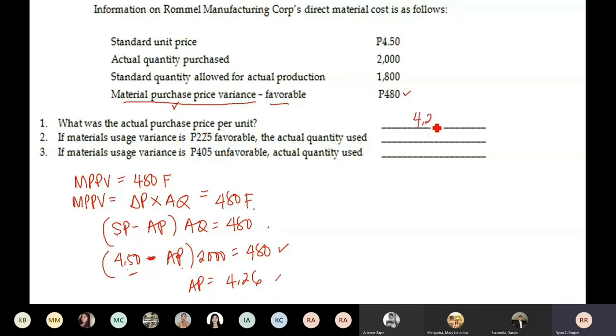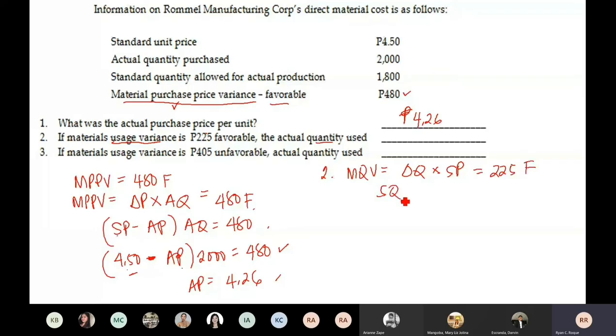So, the number one is 4.26. Pero syempre, for sure, magkocompute at magkocompute ka talaga para masigurado. Number two, we are asked for the actual quantity used. Medyo magkaka-idea ka kung ano yung pwede mong gamitin to get the actual quantity. Sabi rito, materials usage variance. Ito ay materials quantity variance din. MQV is difference in your quantity times your standard price. Okay? Eh sabi niya, ito daw ay 225 favorable.